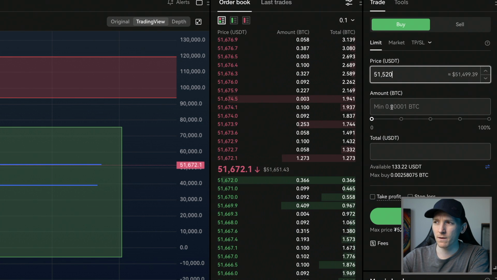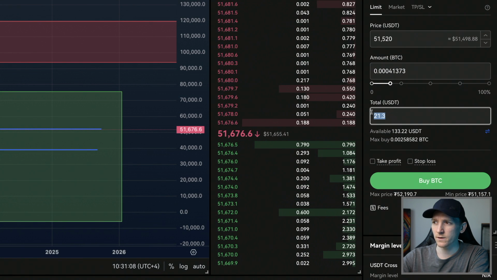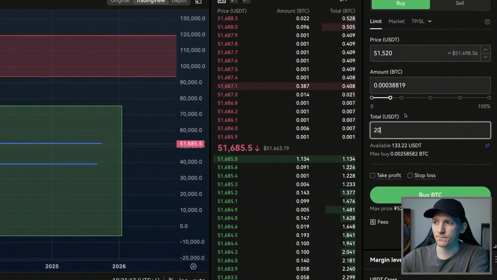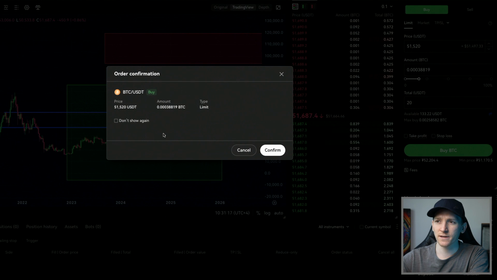So now I can put the amount of Bitcoin that I want to trade. You can see I will trade $20 worth. And this is the price that I want to pay. So down here, I'm going to press buy BTC, and it just gives me the order confirmation. This is the price that I'm willing to pay, the amount that I'm buying, and this is a limit order. If you want to turn this off, just click don't show, but I'm going to press confirm.